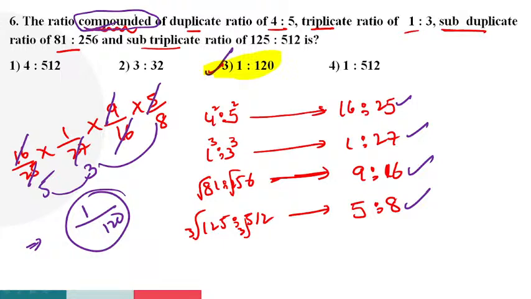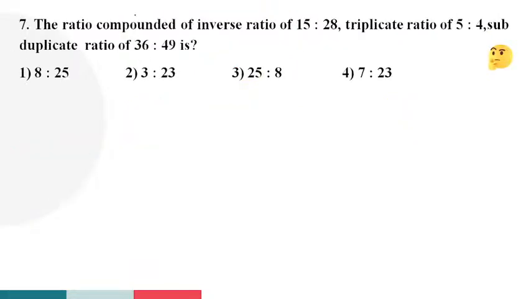Right, Andy. Any doubts on that? Otherwise, move on to the next problem, guys. Same model. The ratio compounded of the inverse ratio of 15 is to 28, the triplicate ratio of 5 is to 4, and the subduplicate ratio of 36 is to 49. Same question, guys, only the numbers changed. Which option is the right answer? All of you please respond in the chat box.